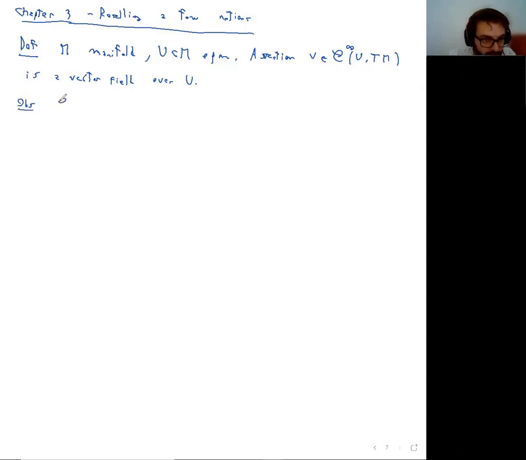And you can observe that this set of all vector fields over a particular open set is a module with respect to the ring of smooth functions here. Meaning that if you have a vector field and you multiply it by a smooth function, this is still a vector field.